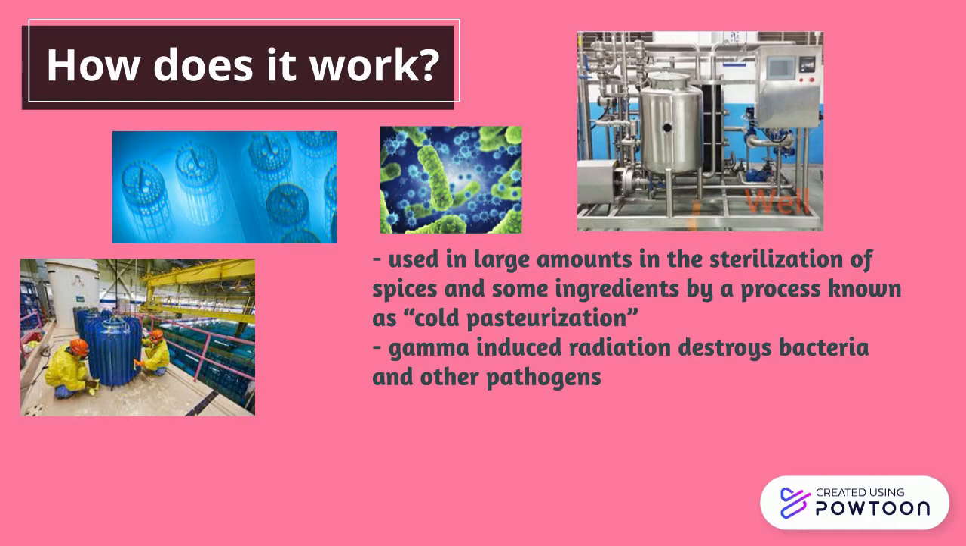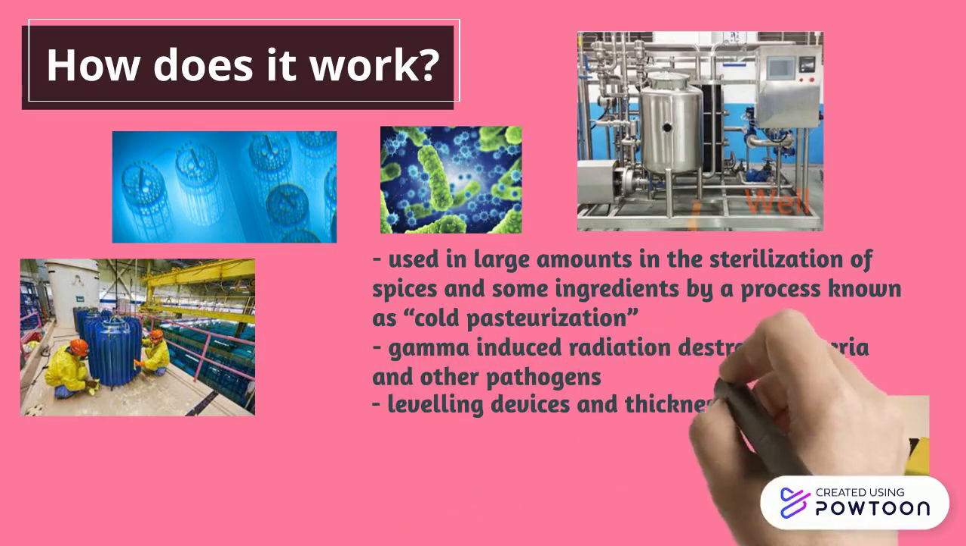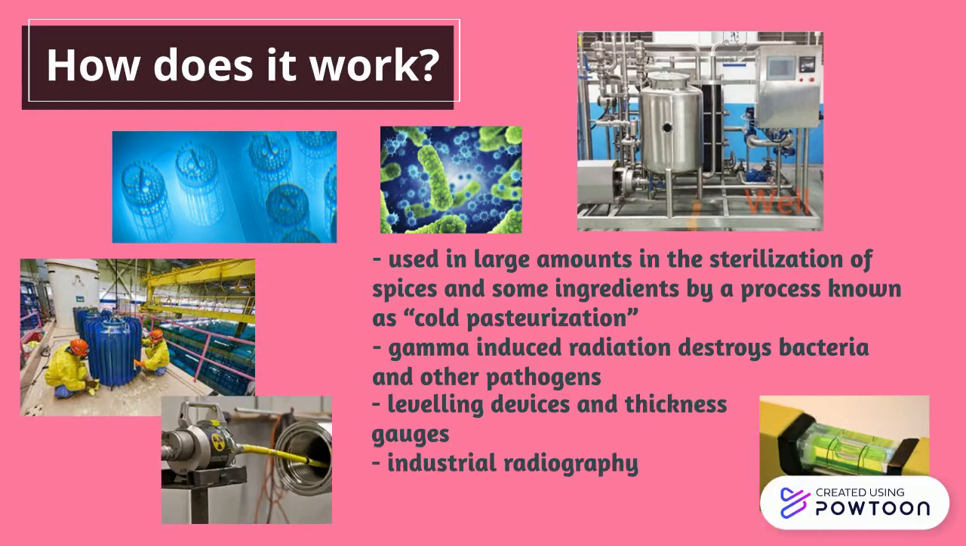Cobalt-60 is commonly used in industrial applications including leveling devices and thickness gauges. It can also be used in industrial radiography, which uses radiation to detect structural defects in metal parts without damaging them.